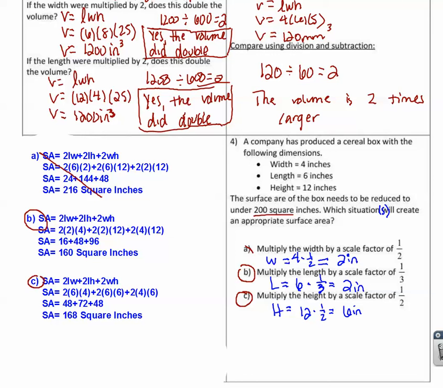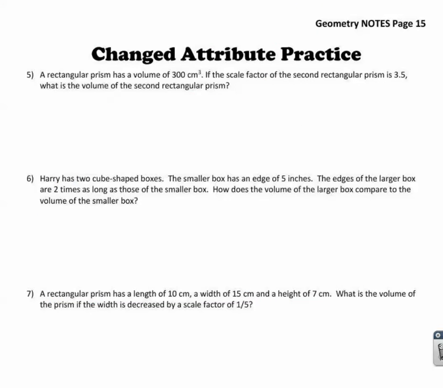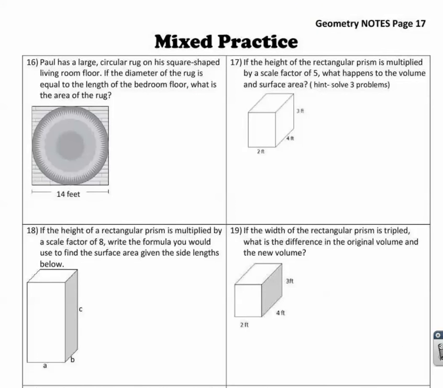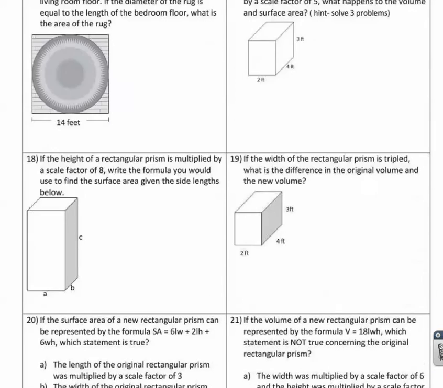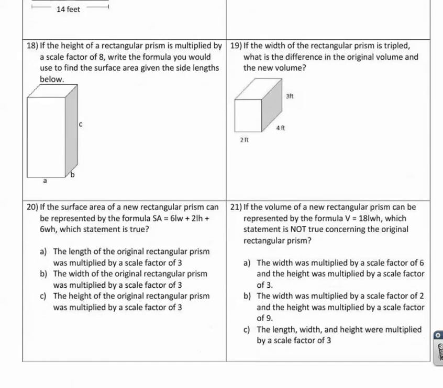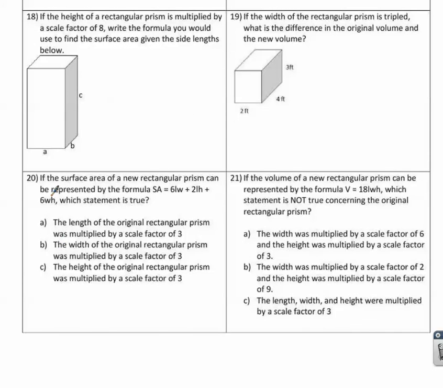Now let's flip a few pages. So here's page 15, 16, and then 17. Should say mixed practice at the top. I want you to go all the way down to the bottom to number 20. Number 20 states if the surface area of a new rectangle prism can be represented by the formula surface area equals 6 times length width plus 2 times length height plus 6 times width height, which statement is true?